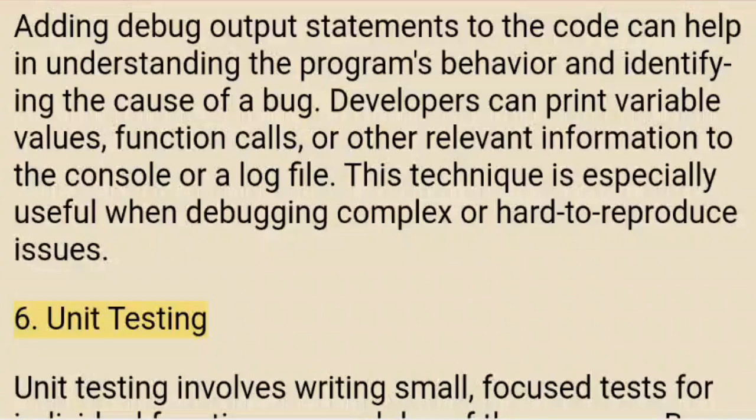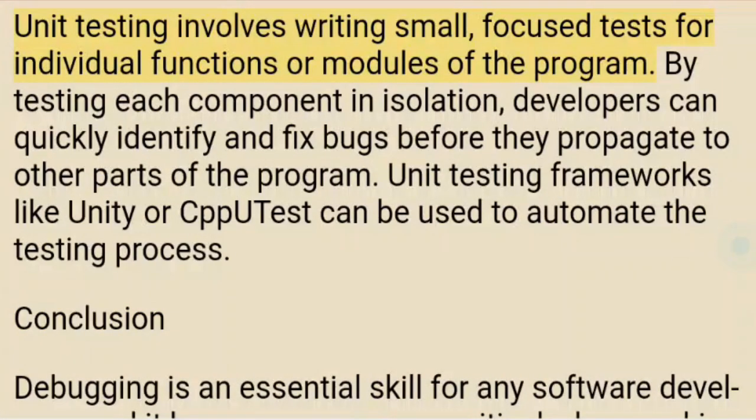6. Unit testing. Unit testing involves writing small, focused tests for individual functions or modules of the program. By testing each component in isolation, developers can quickly identify and fix bugs before they propagate to other parts of the program. Unit testing frameworks like Unity or CppUTest can be used to automate the testing process.